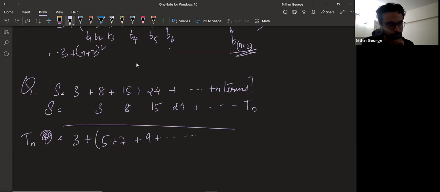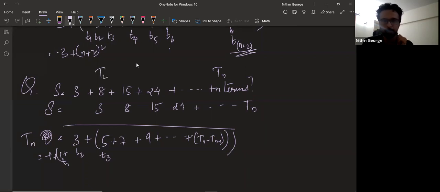So here, what happens? We are looking at Tn's term. This will be Tn minus 1. This will be the last term here. So we are trying to form an AP here. So this will be equal to minus 1 plus 1 plus 3. Okay. So this is T1. This is T2. This is T3. So T3 I get from T2 here. Okay. So this is T4. This is T5.